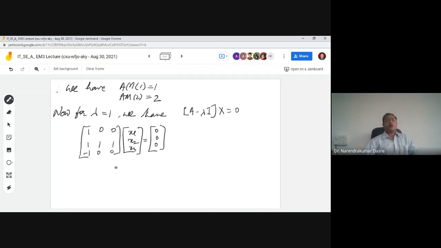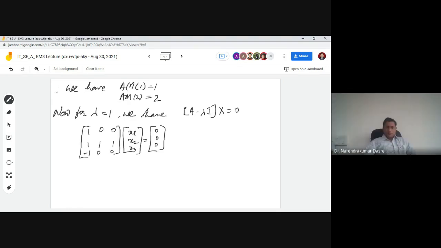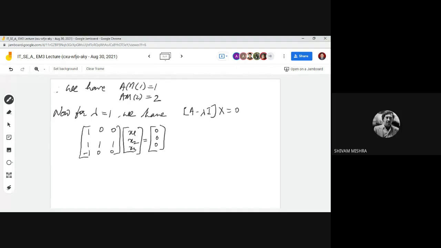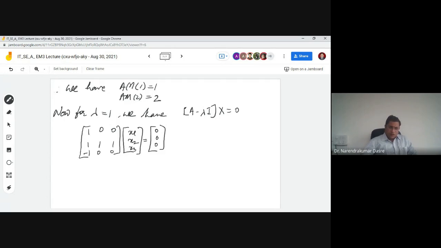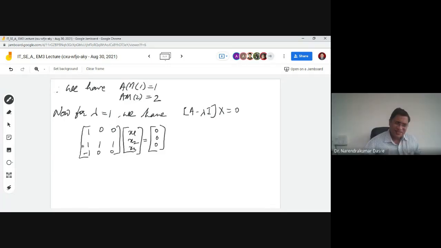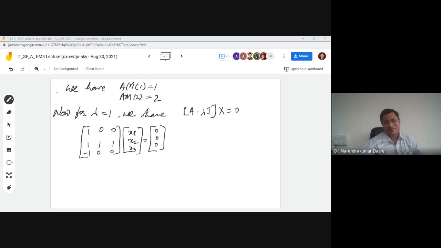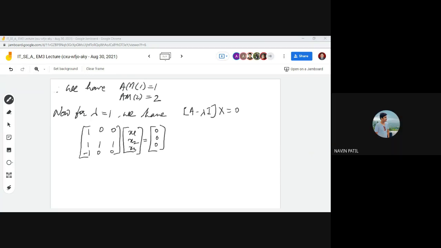Now, can you tell me whether the Cramer's rule is applicable or not? It's applicable. How many distinct equations we have? 2 or 3? Are you sure? Two equations, sir.